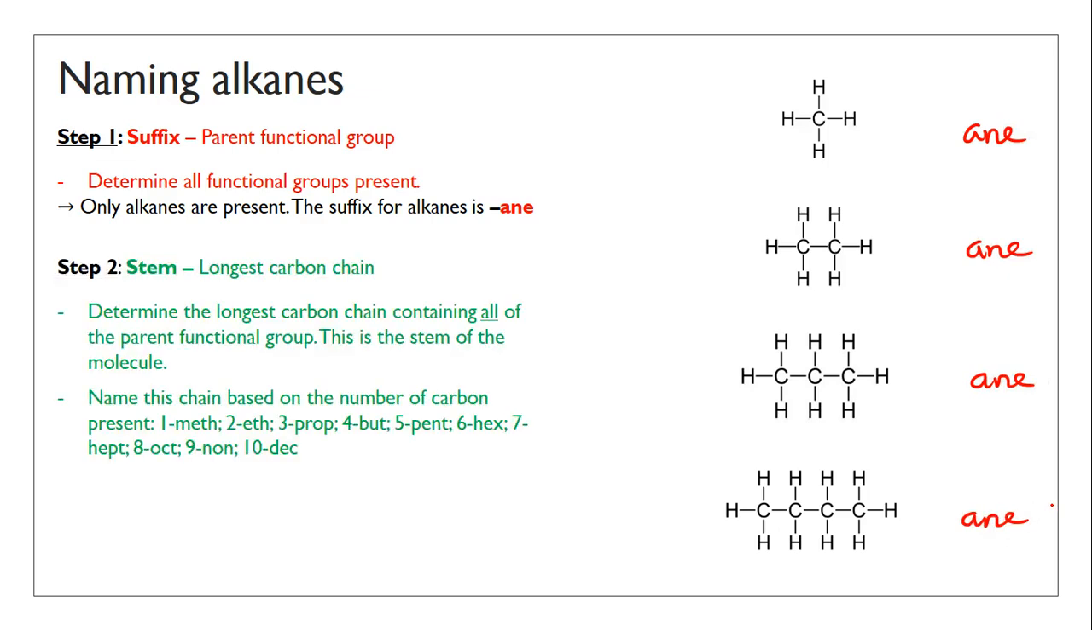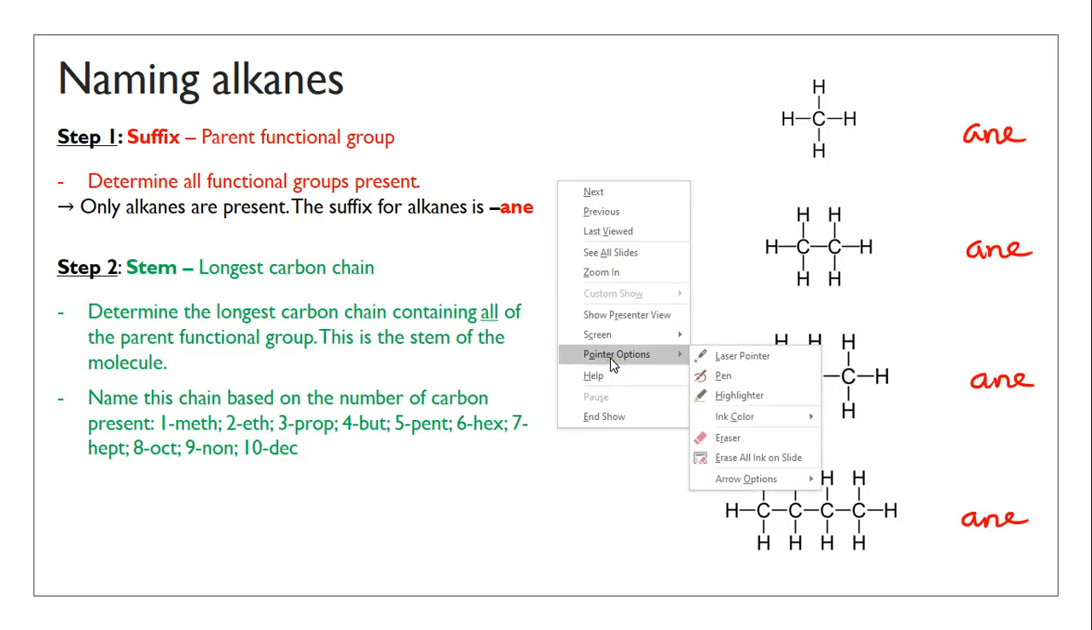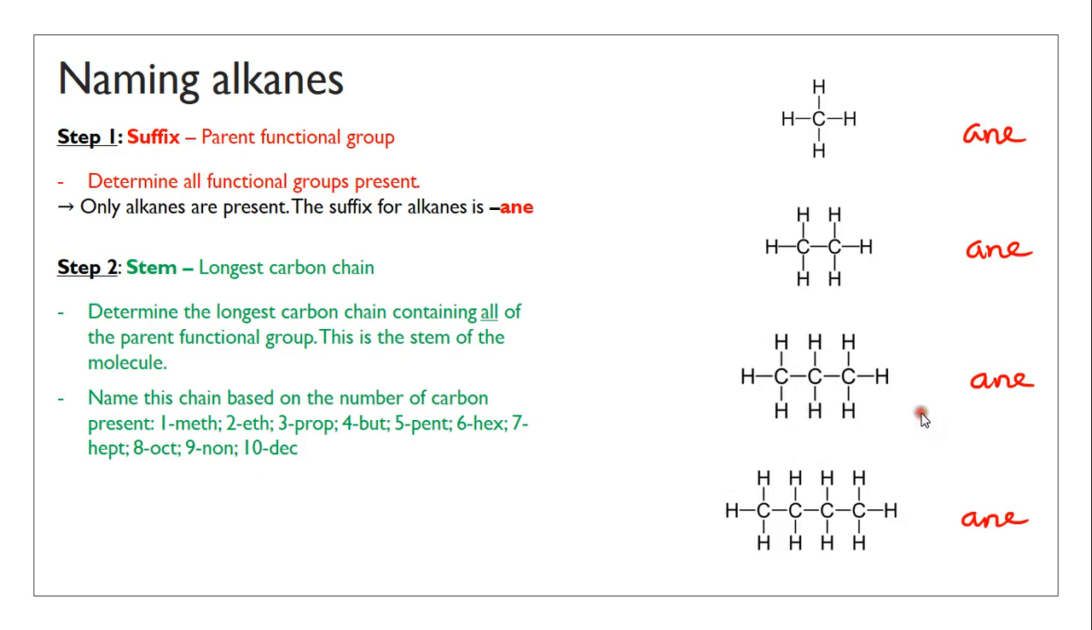And then the next step is I'm going to look at the stem. Now this one's very simple because it's only 1 chain, so it's only 1 stem here. The first one has 1 carbon, so it's meth, which I just did before, so methane. The second one has 2 carbons, so 2 is eth, so this one's called ethane. 3 is prop, so propane. And 4 is but, so butane.